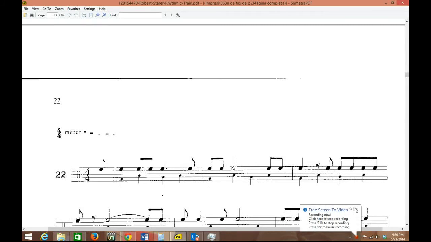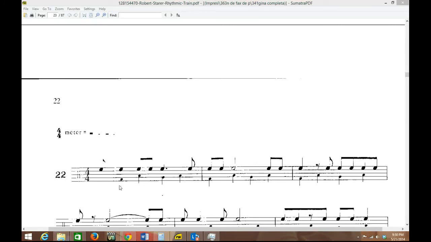This is rhythm number 22. First line is what we're going to use to get us started this week. This is a little tricky. You've got your book there, so it's probably clearer than what you see on the screen right now. There's a bar line right here.